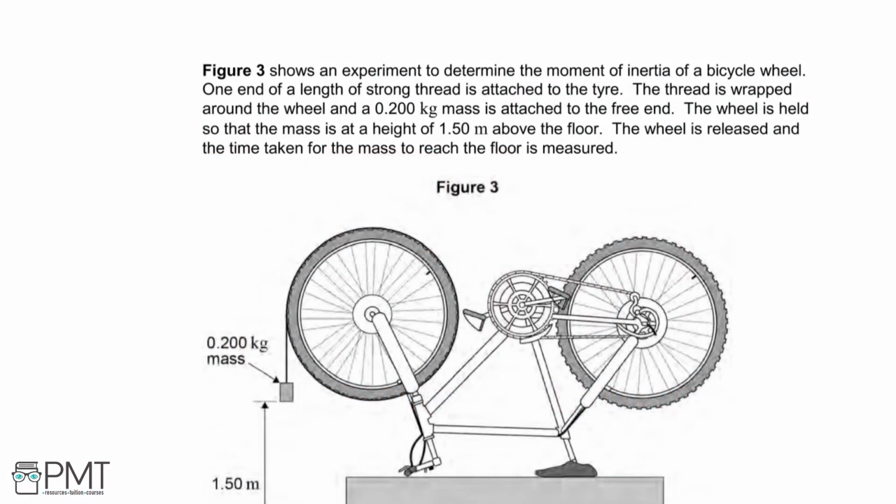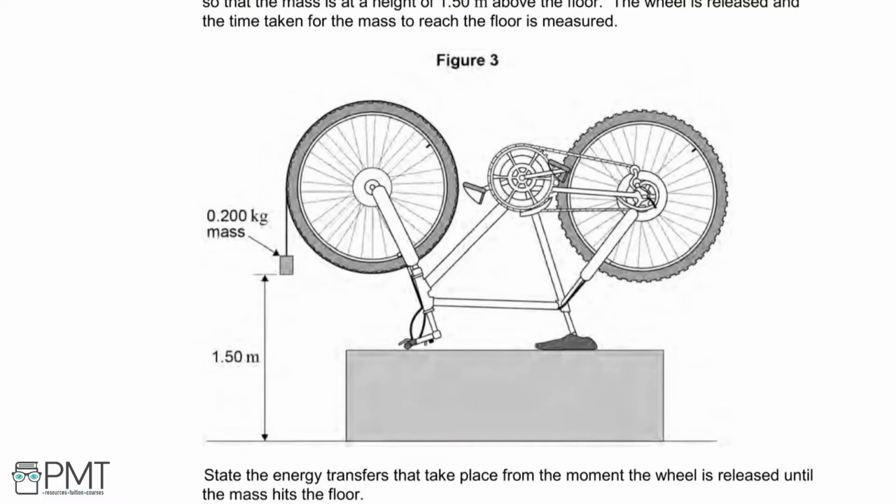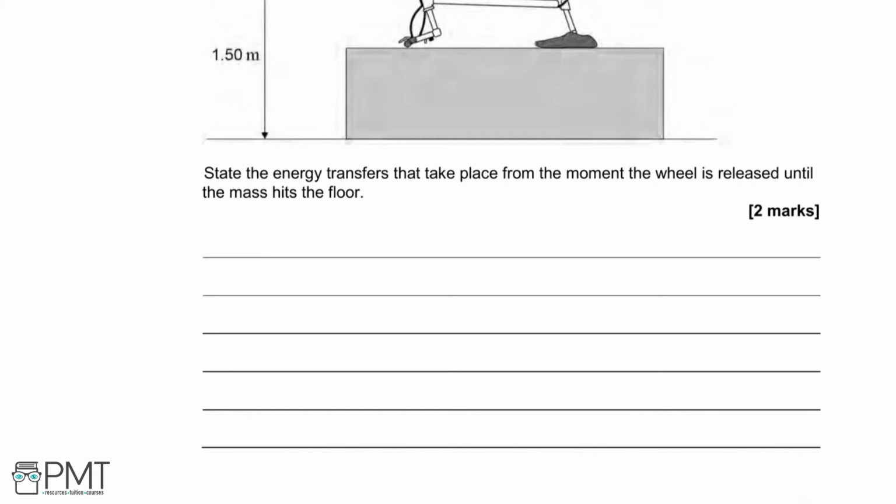Figure 3 shows an experiment to determine the moment of inertia of a bicycle wheel. One end of a length of strong thread is attached to the tyre. The thread is wrapped around the wheel and a 0.2 kilogram mass is attached to the free end. The wheel is held so that the mass is at a height of 1.5 meters above the floor. The wheel is released and the time taken for the mass to reach the floor is measured. And then you've got this diagram which shows what that text just describes. State the energy transfers that take place from the moment the wheel is released until the mass hits the floor.